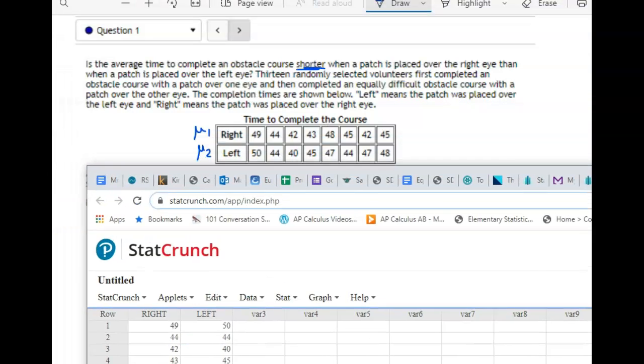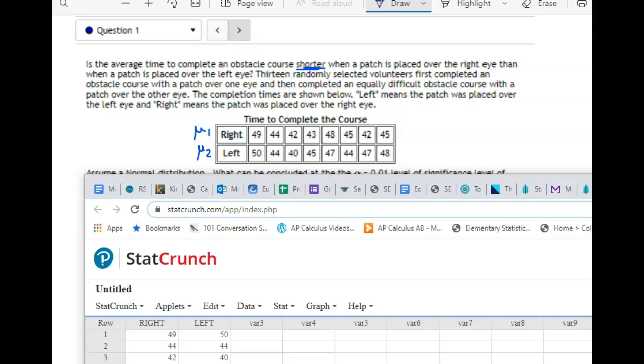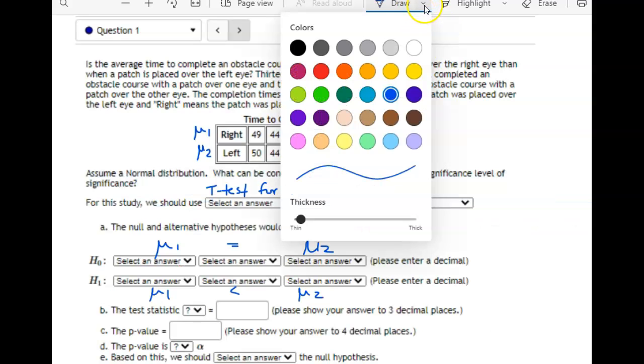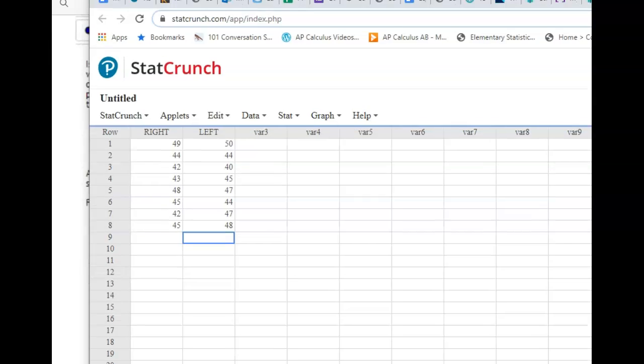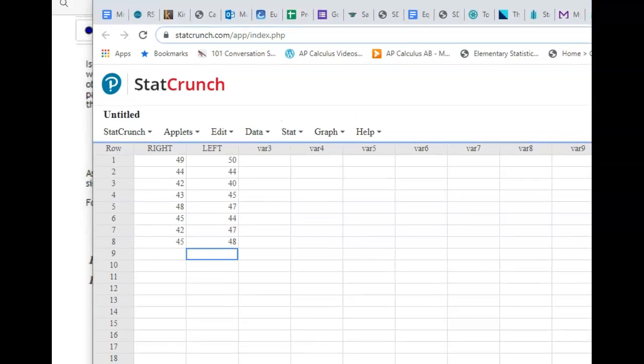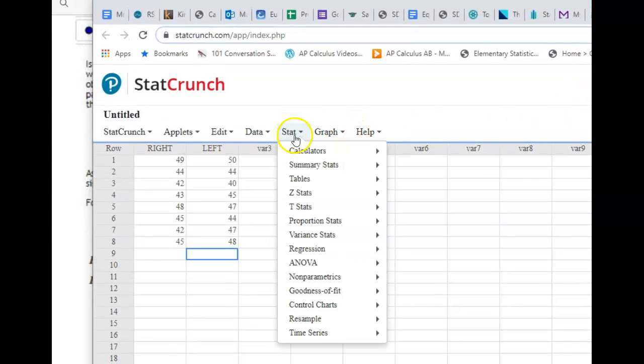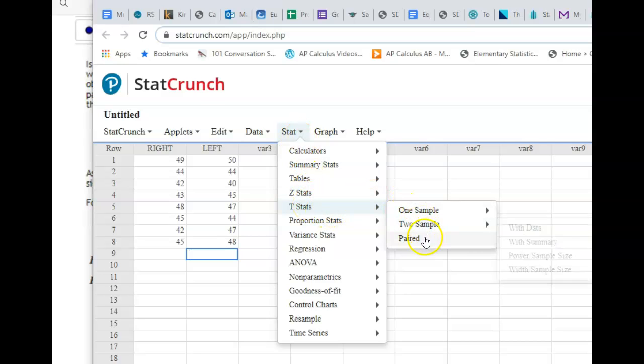Alright, so here's our data. I think there is a little error in the problem. It's not going to make a difference when we do it. It said 13 selected volunteers, but it's only 1, 2, 3, 4, 5, 6, 7, 8. So this should be 8. But the program is going to read that there are 8 data sets, so it's not going to use 11 and 13 anywhere.